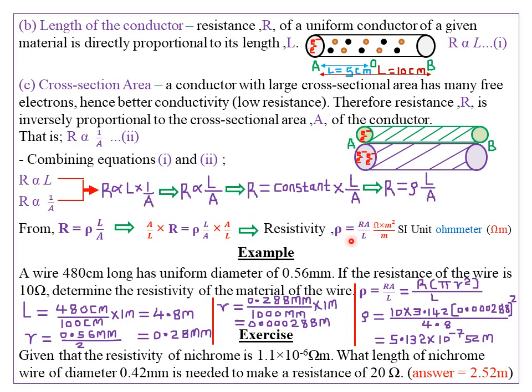Therefore, this is the formula that we use to calculate the resistivity of the material. Then we can also derive its units for the resistivity.